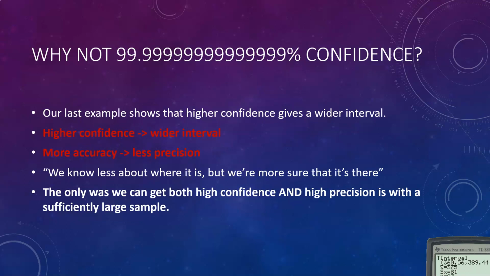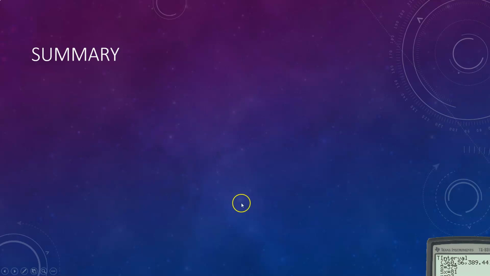Okay, but that aside, if we're just looking at a sample, we can crank up the confidence and be less precise. We know less about where it is, but we're more sure that it's there. Or we can reduce the confidence and really try to zero in on where the mean of the population might be, except it might not be there. That's the trade-off. To summarize, and we are overdue for a summary.